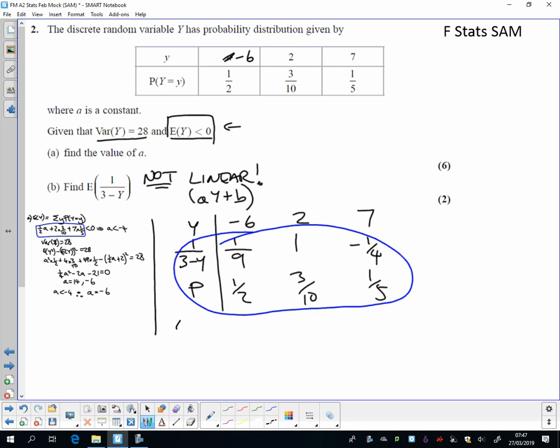So the expected value of 1 over 3 minus y. Now we just do all of those values times their associated probabilities, which gives us 11 over 36.